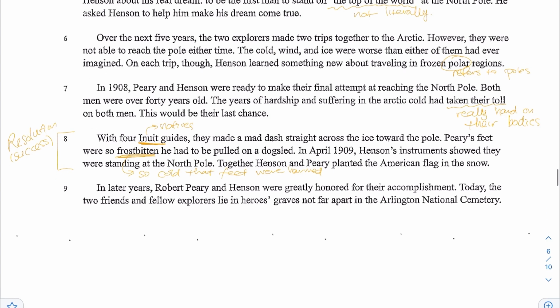And then finally, on paragraph 9, in later years, Robert Peary and Henson were greatly honored for their accomplishment. Today, the 2 friends and fellow explorers lie in a hero's grave not far apart in the Arlington National Cemetery. And this is a cemetery for important people near Washington, D.C.